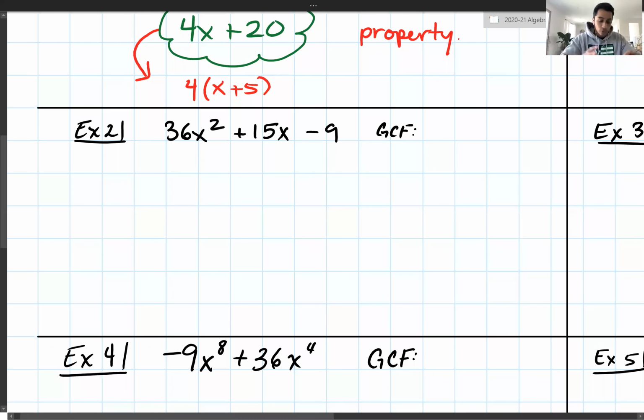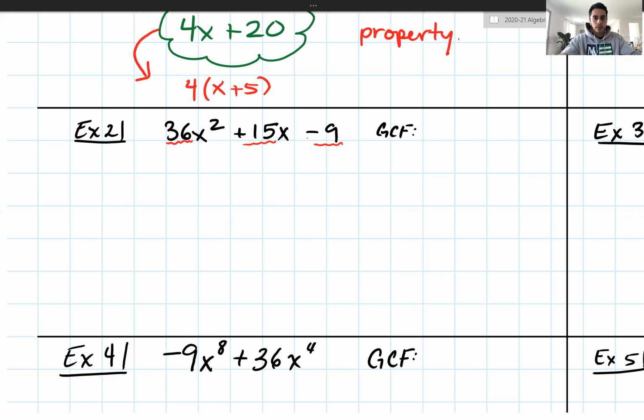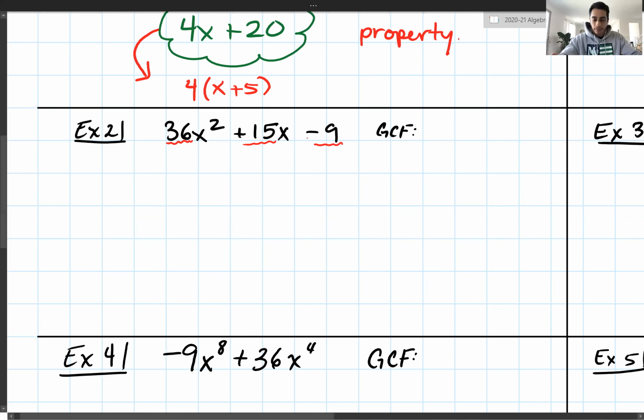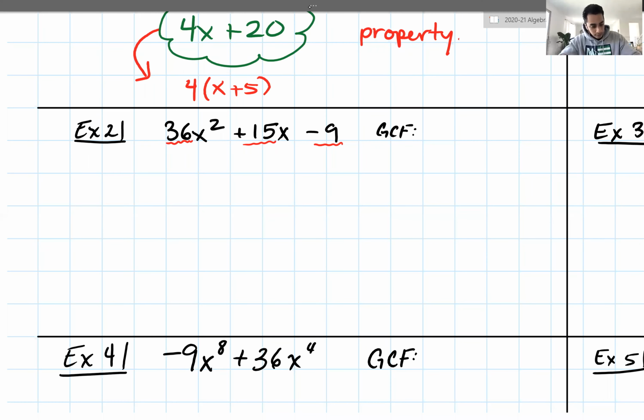All right, let's take a look at example 2. So in example 2, I have a trinomial, a little bit of a larger polynomial. And now I have 3 different terms to consider, right? I have 36, I have 15, and I have negative 9. Okay. So take your time, think through what the largest factor could be for 36, 15, and 9. Yeah, it's probably 3, right? Probably 3.